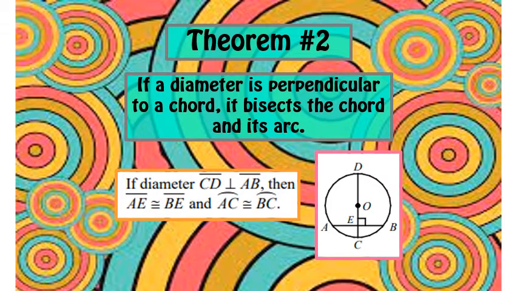If you have a diameter of a circle and it is perpendicular to the chord, it needs to be marked though. Make sure you see the little right angle symbol indicating that this diameter is in fact perpendicular to the chord. That's not always true, so look for that symbol. If you see the symbol that the diameter is perpendicular to the chord, then the diameter will bisect the chord and bisect the corresponding arc.